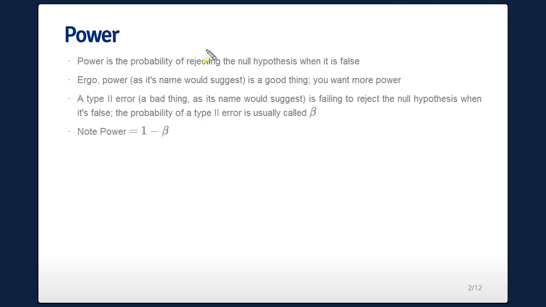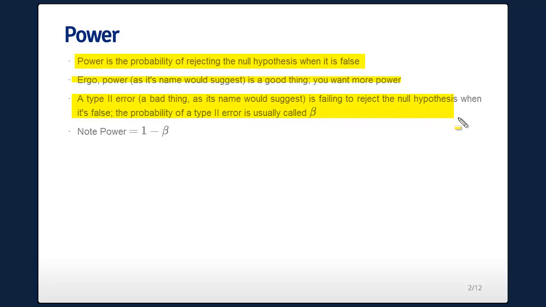So we're going to talk about power. Power, as its name suggests, is a good thing. You want more power. Power is the probability of rejecting the null hypothesis when it's false. A type 2 error, a bad thing, as its name would also suggest, is failing to reject the null hypothesis when it's false. The probability of a type 2 error is usually called beta, and then power is 1 minus beta.